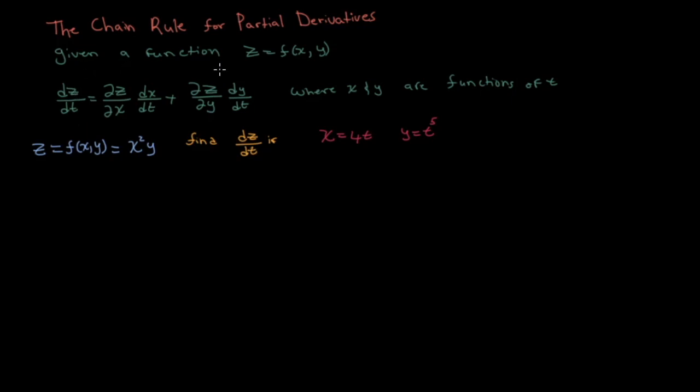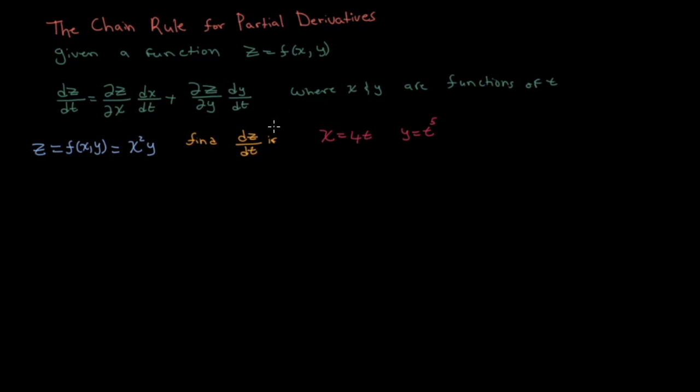So let's say you're given a function that takes on the form z equals f of x, y. Then the total derivative of that function, dz by dt, is equal to the partial derivative of z with respect to x times dx by dt, plus the partial derivative of z with respect to y times the derivative of y with respect to t, where x and y are functions of t.